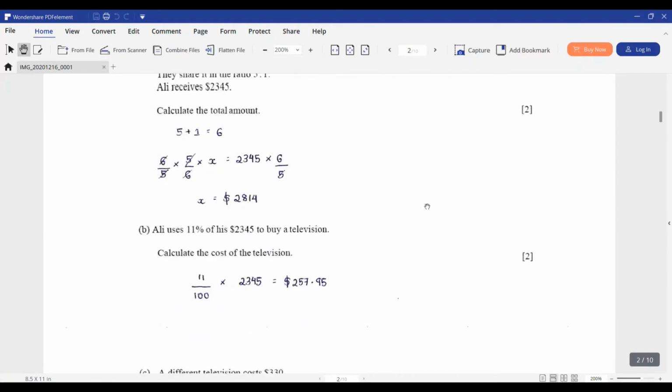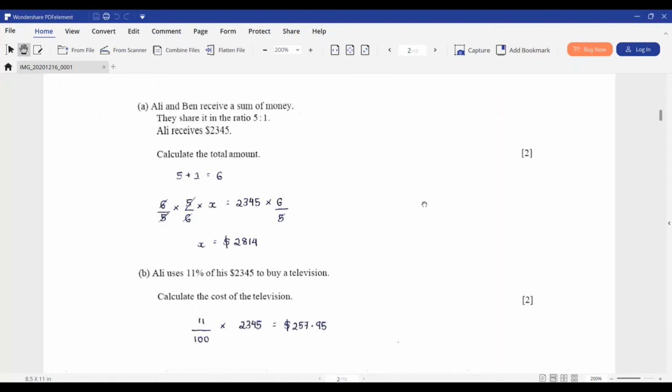Okay, so the first question is part A. Ali and Ben receive a sum of money. They share it in the ratio 5:1. Ali receives $2,345. Calculate the total amount.